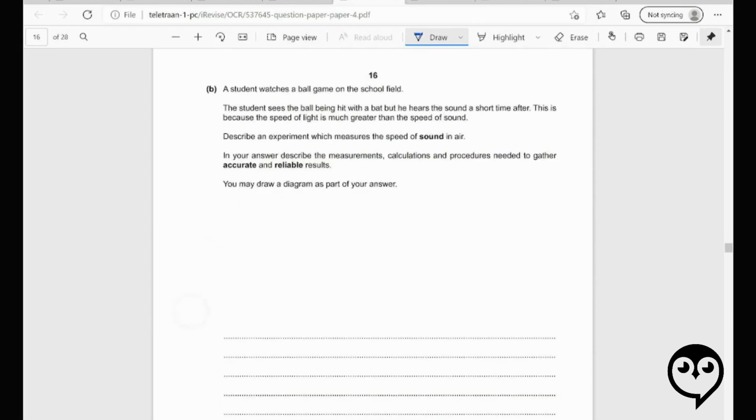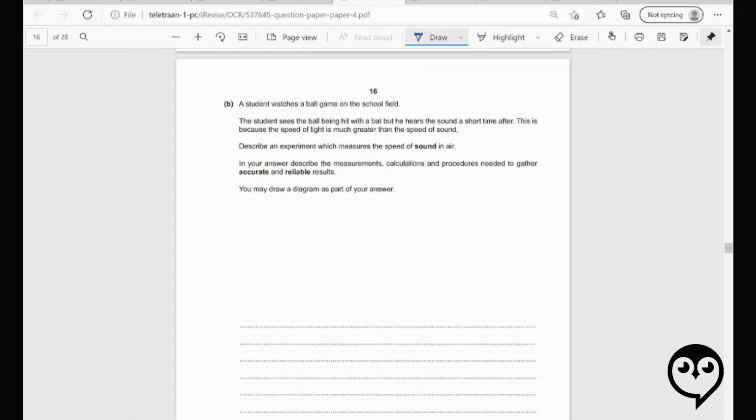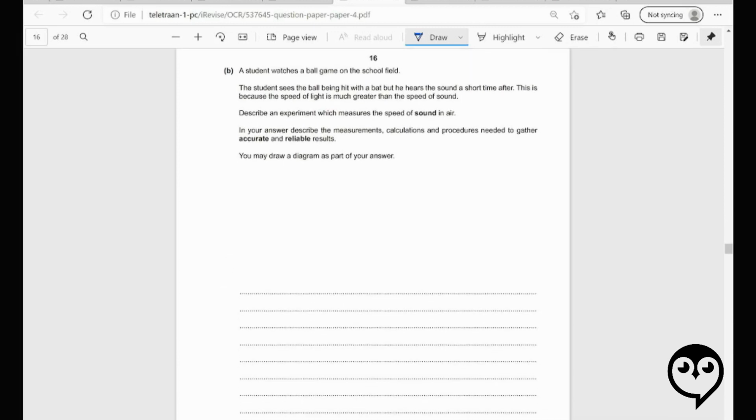Right, and actually there's a question like this also in part 2, but we'll take a look at this one here in part 1, so it's a good mix. We've got a student watching a ball game. He sees when the ball's hit, but he hears the sound a short time after. That's because the speed of light's greater than the speed of sound. Describe an experiment. Well, let's keep it in the baseball context here. Describe some measurements, calculations, and procedures to gather accurate and reliable results.